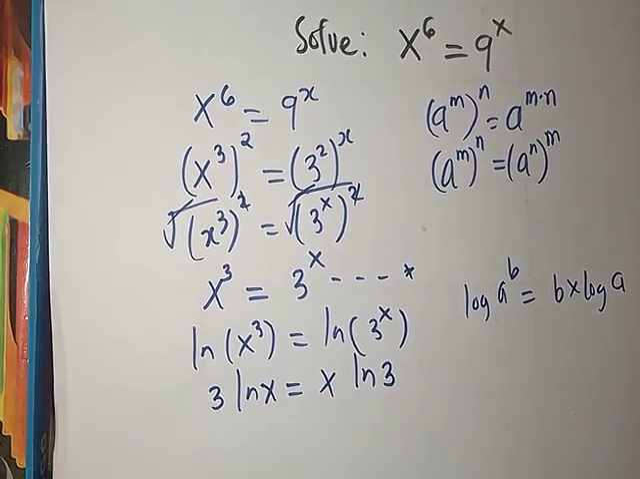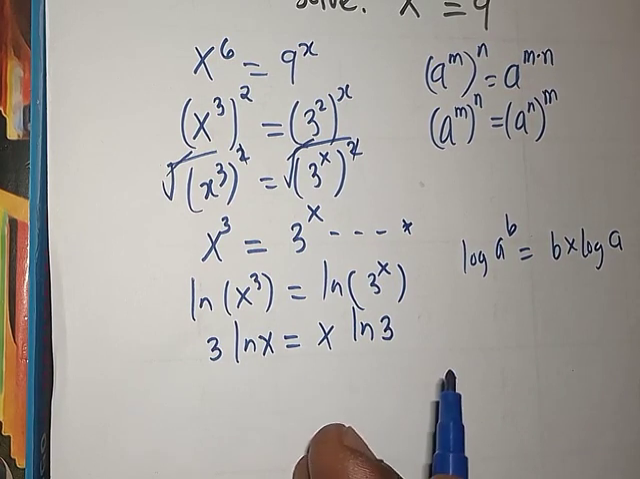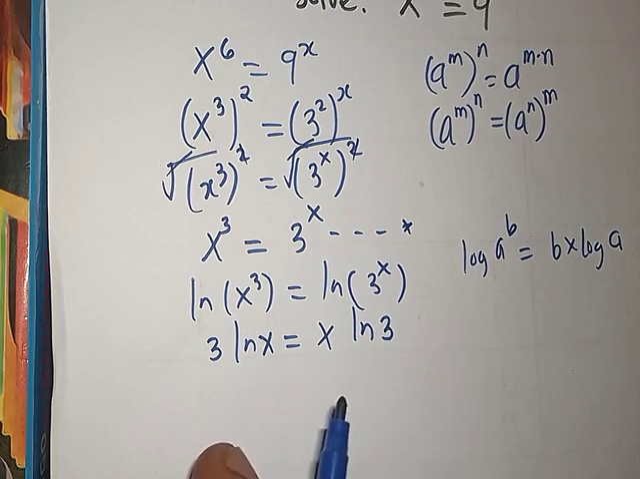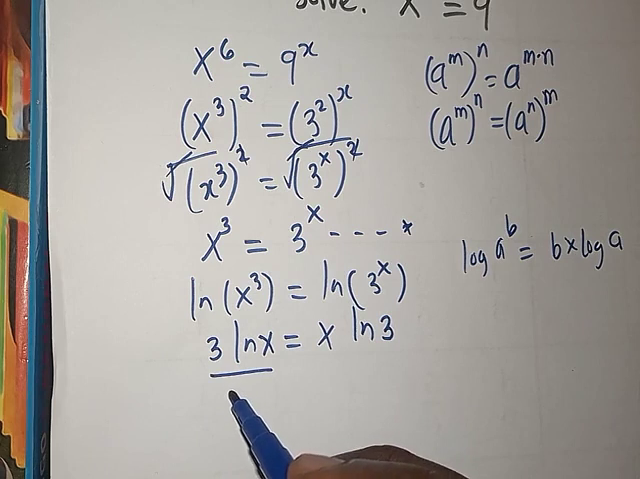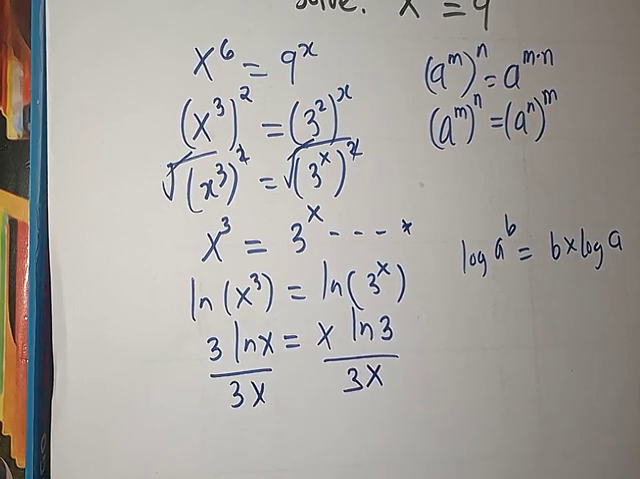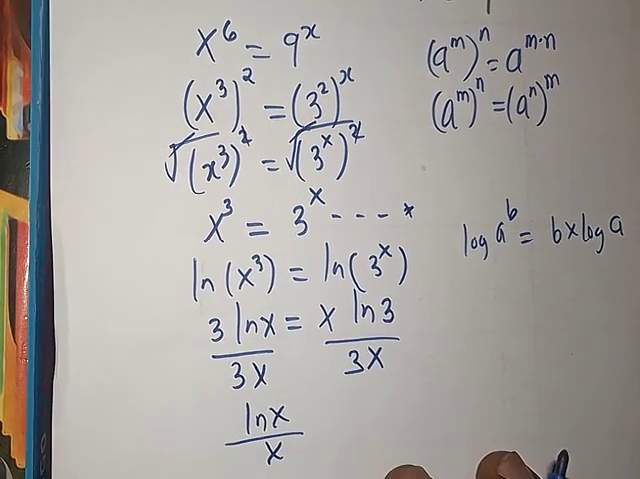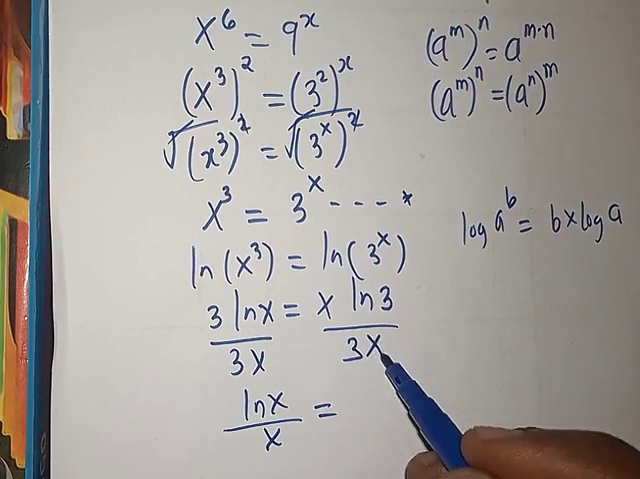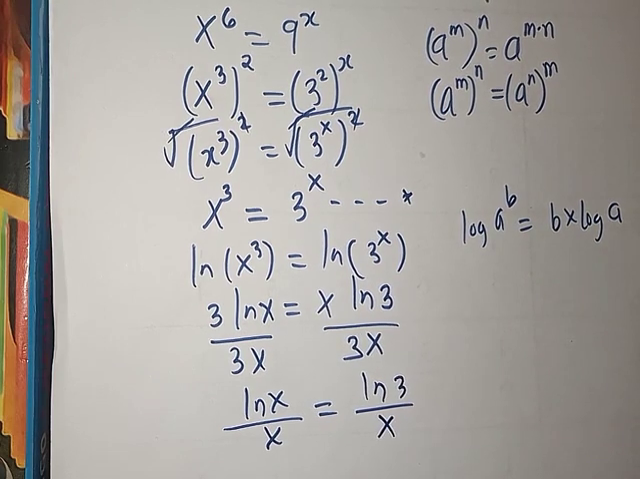Are you following? The next thing we are going to do is to try a separation of variables, in the sense that you want to make the variable x to be on one side and the constant on the other side. So we're going to divide through by 3x. Now from here you can see that this 3 cancels the 3 here, and we are left with ln x over x. Then on the other side, this x cancels this x, and I have ln 3 over 3. Now you can see this is very beautiful.